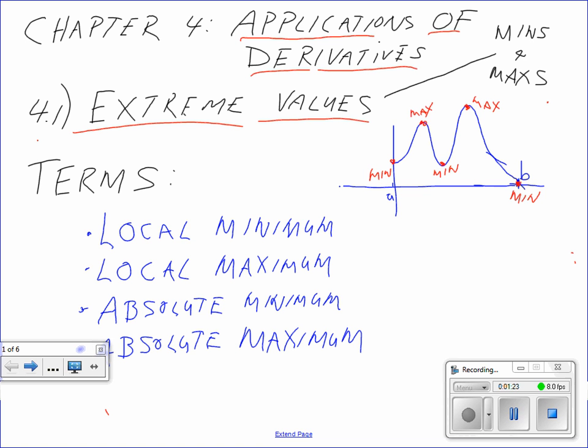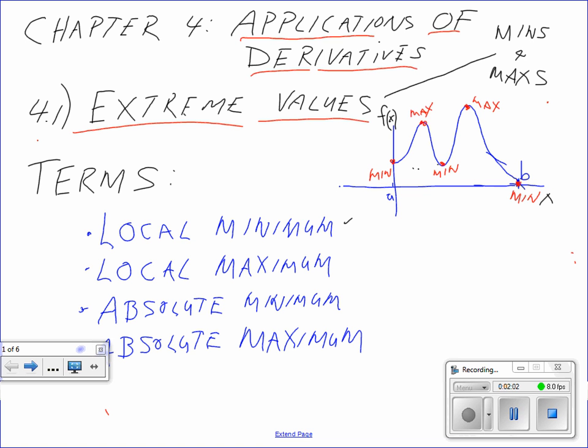Now, first of all, we look at this function. Let's look how easy the concept is. I've got this function f of x defined over a domain A to B. And if you follow this function, at point A here, we've got a min, right? We'll call this a local min. In the area around A is the lowest point. Okay, local minimum.